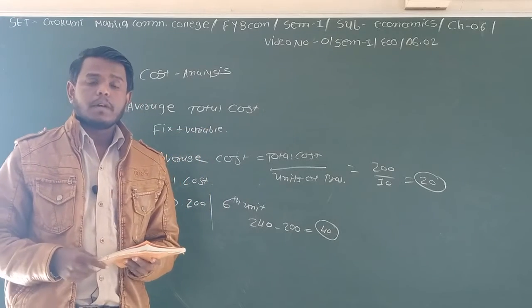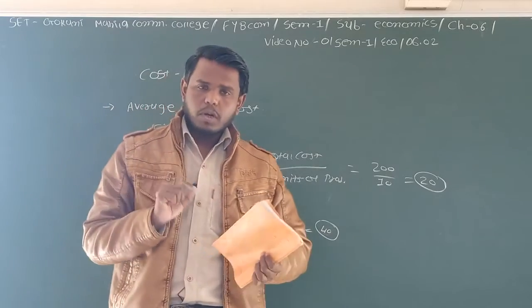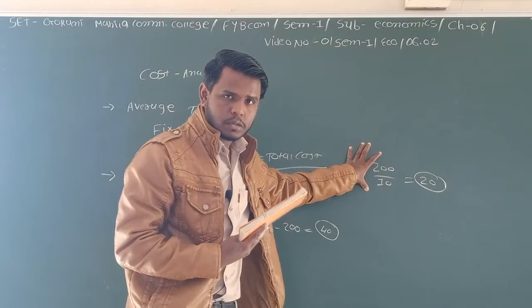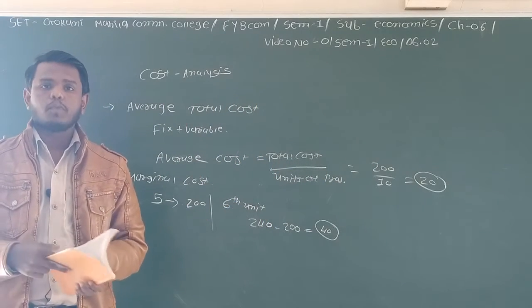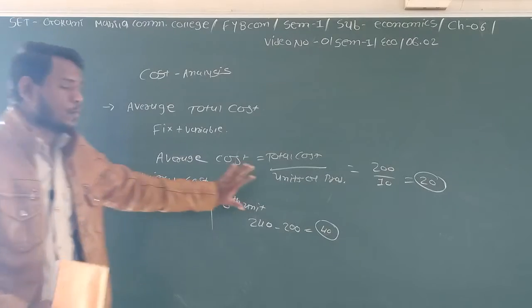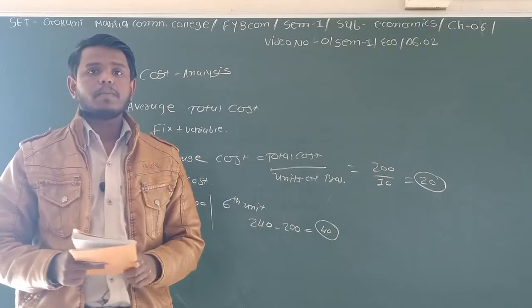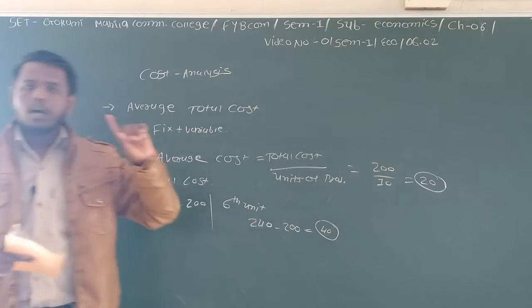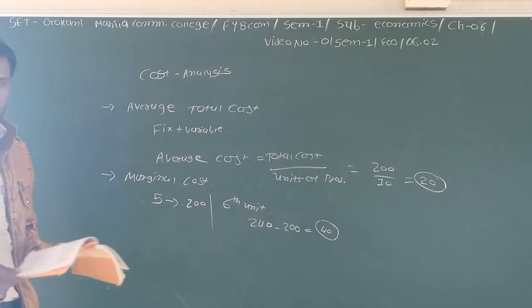That will be total cost divided by total units of the production. At that time you will get average cost. And when you produce one more unit in your production, the cost for that particular additional unit will be called your marginal cost.